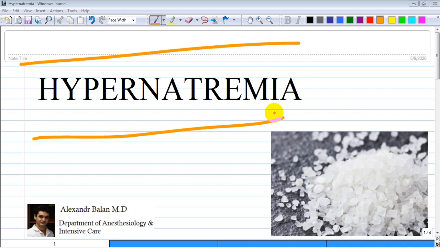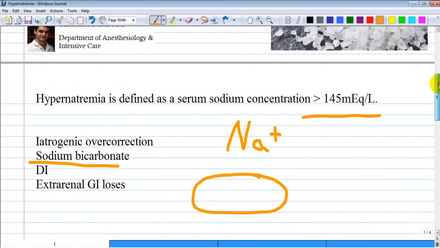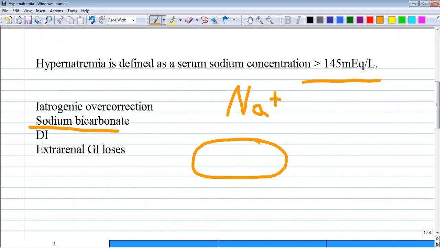Hi guys, we are continuing our series on fluid, electrolyte and acid-base disorders, and our subject is hypernatremia. Let's start with the definition. Hypernatremia is defined as a serum sodium concentration of more than 145 milliequivalents per liter.